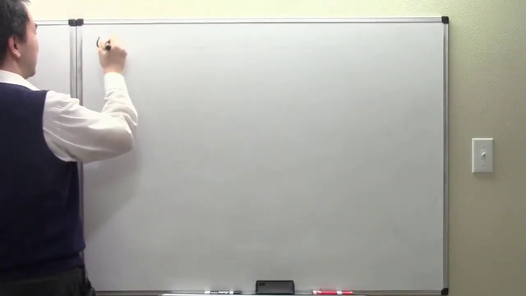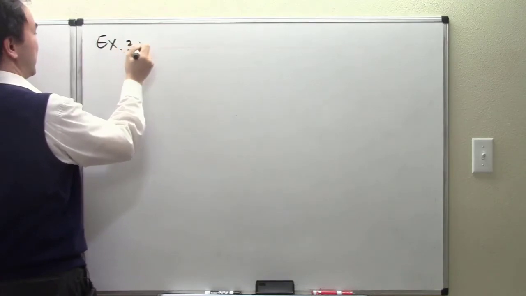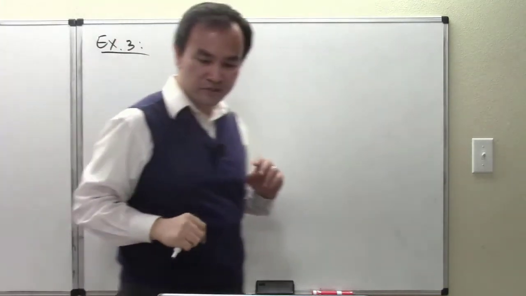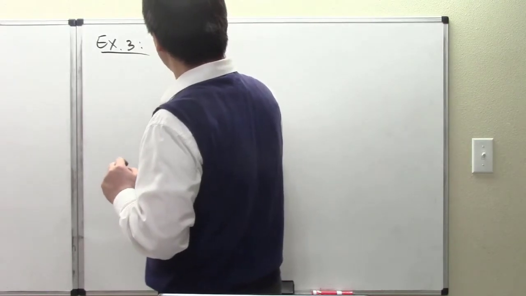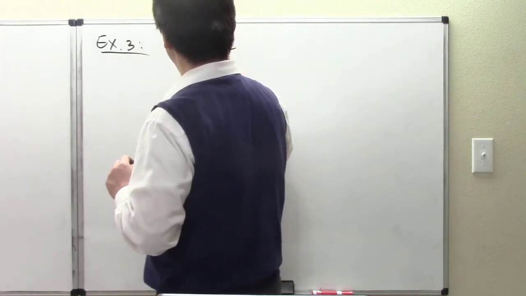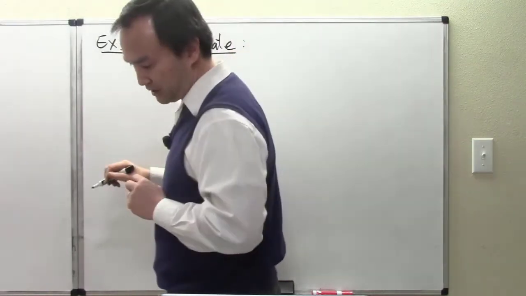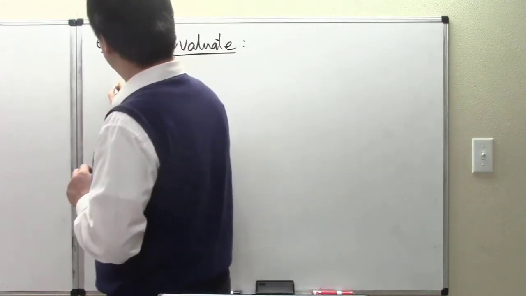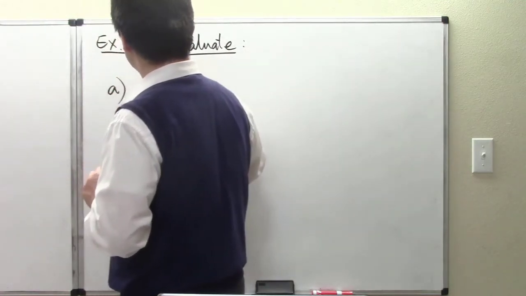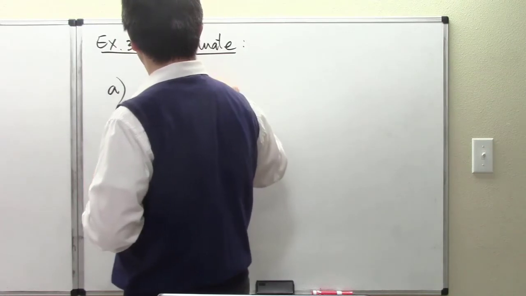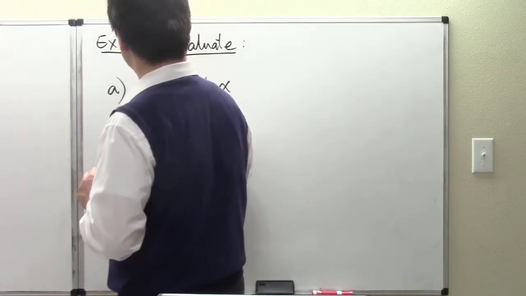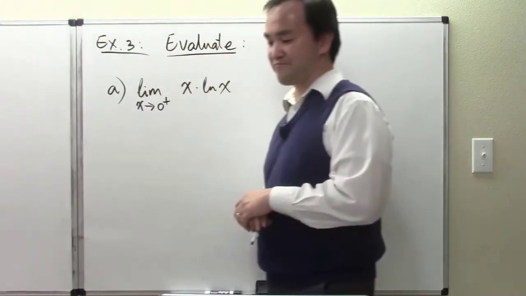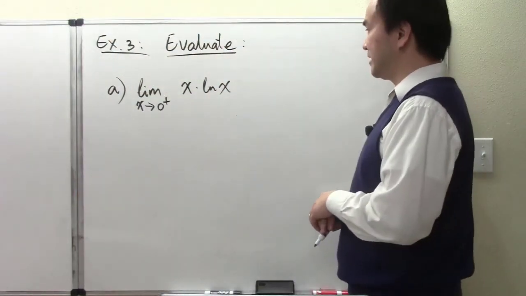So let's look at example 3 right here, and I can only point out about 2 little problems in this example 3. So let's evaluate. Our first one: I'm looking at part A, x times the natural log of x, and we want to take the limit as x approaches 0 from the right-hand side. Okay, so this is how I see it.